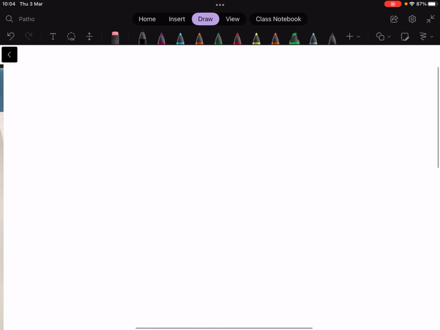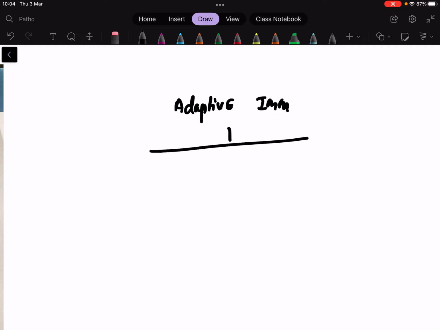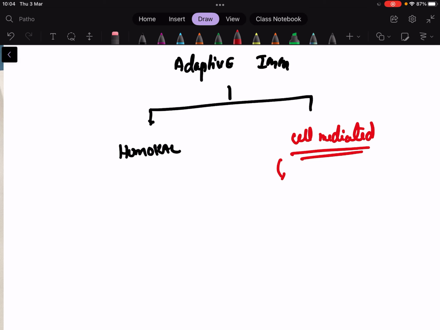So first I will talk about adaptive immunity. Basically, your adaptive immunity is mainly divided into two types. One is your humoral immunity and the other one is your cell mediated immunity. When we talk about cell mediated immunity, we mainly talk about T cells, and today we will talk about the humoral immunity, which is mainly mediated by the B cells.